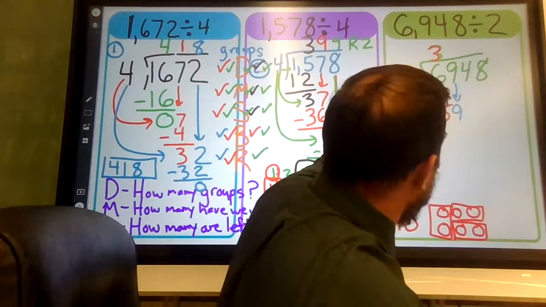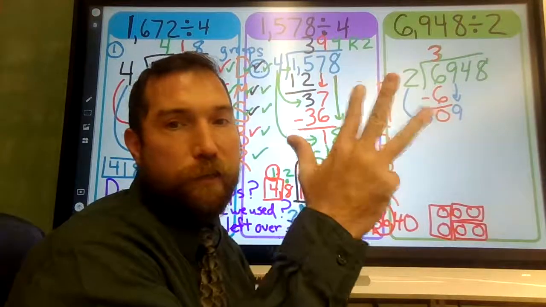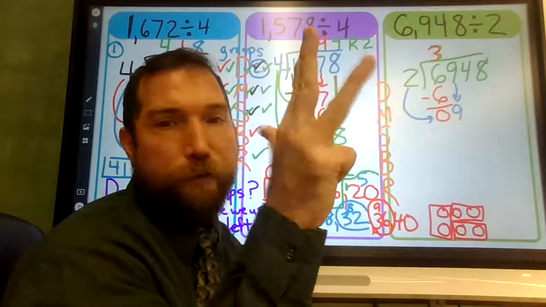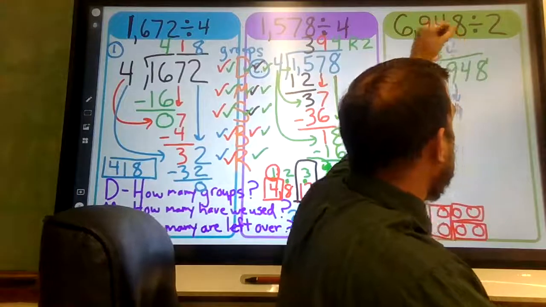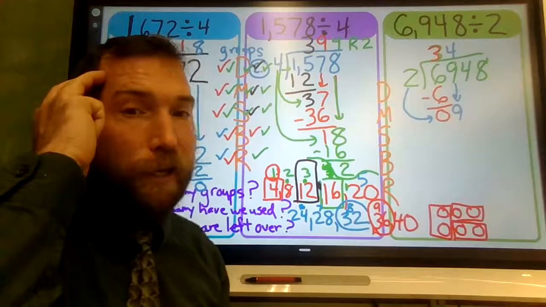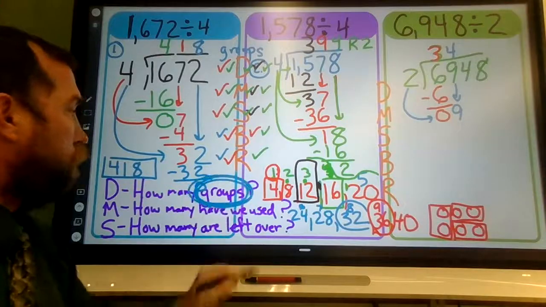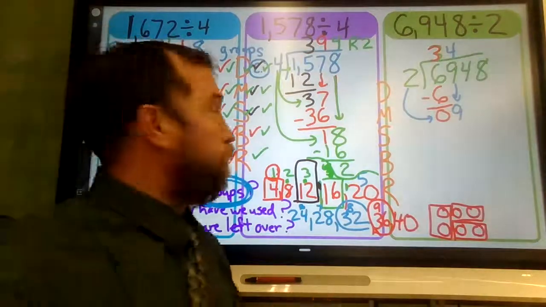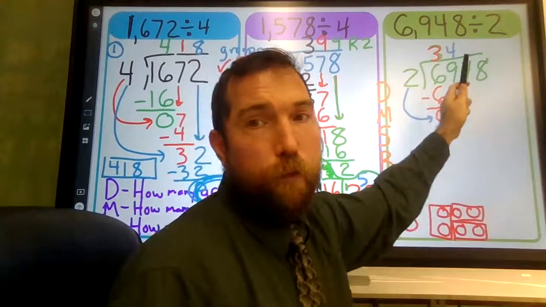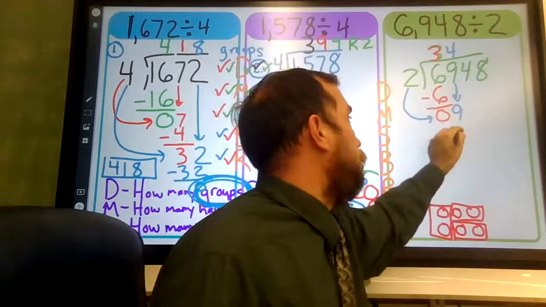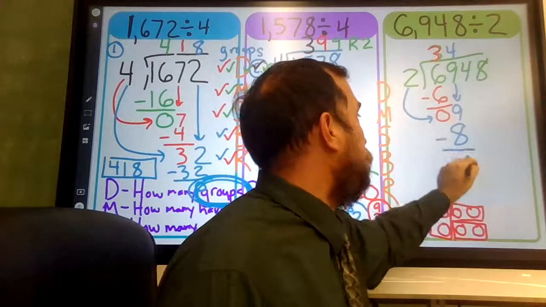How many times can 2 fit into 9? 2, 4, 6, 8, 10. Oh, I don't quite have enough for 10. So only 4 groups. Again, you just have to keep that mindset. First step, always groups. Always, always, always. Some of you are trying to jump ahead to what goes under here. Don't worry, we'll get to that. 4 times 2. There was 9 kids. We only used 8. So there is going to be a leftover piece here of 1.